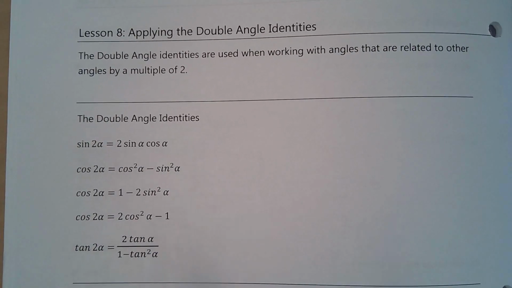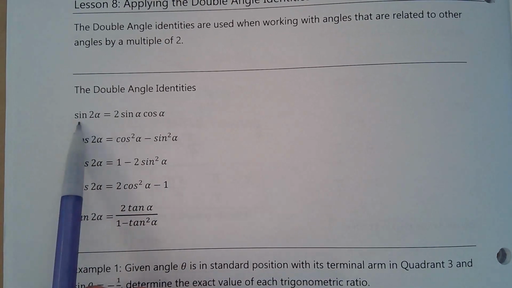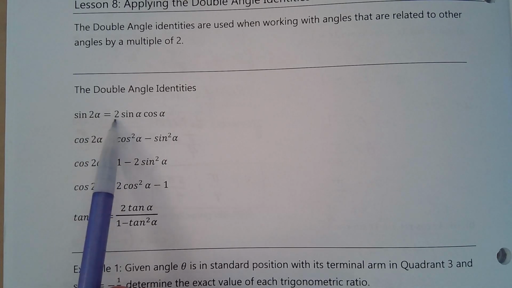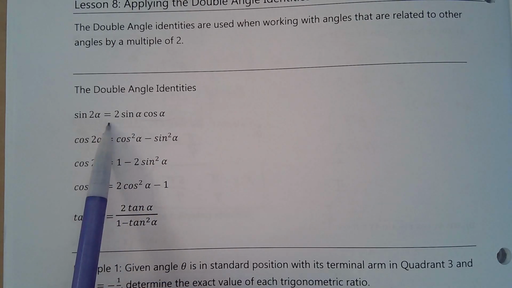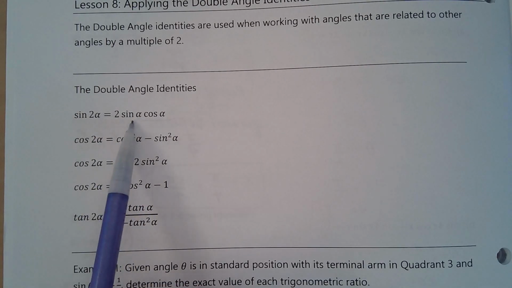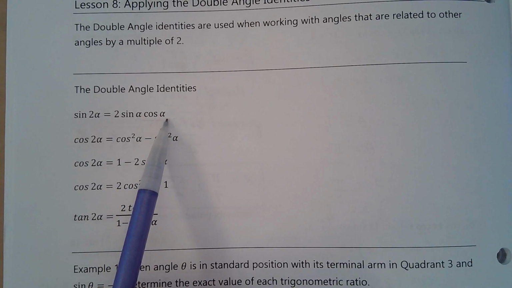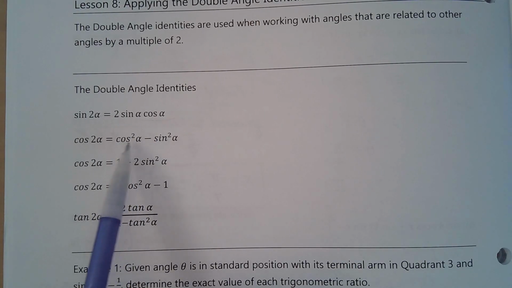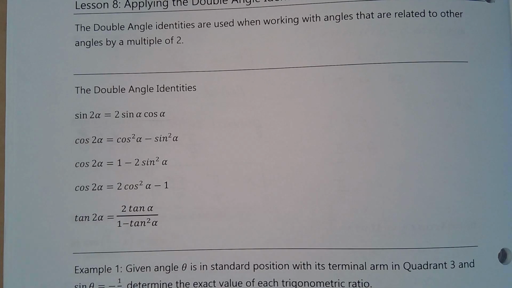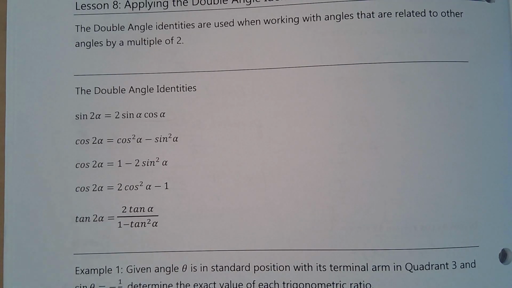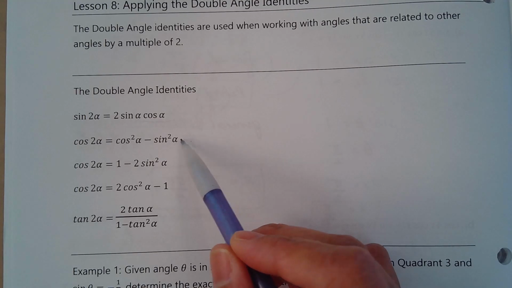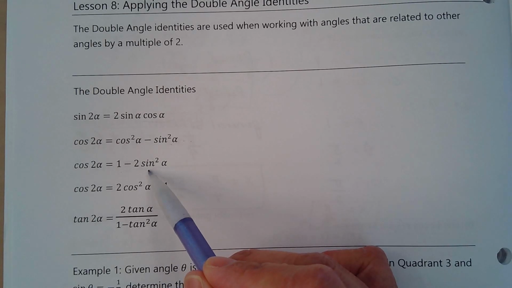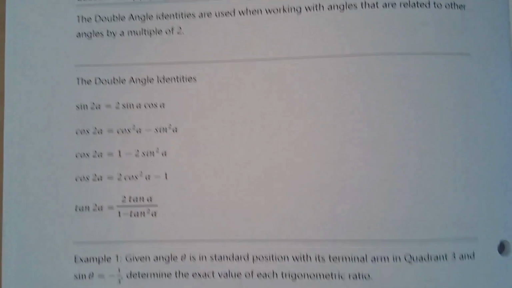So here are the identities. For sine 2 alpha, so sine 2x or sine 2 theta, another way of saying that is 2 sine alpha cos alpha. That's only one identity for that. Now for cos, we have cos 2 alpha. Another way of expressing that will be this, or 1 minus sine squared alpha, or 2 cos squared alpha minus 1.